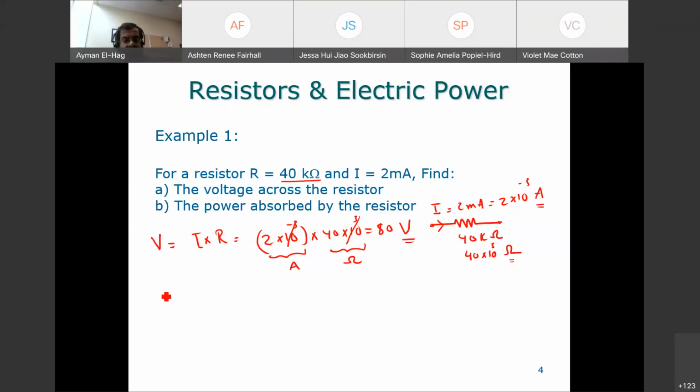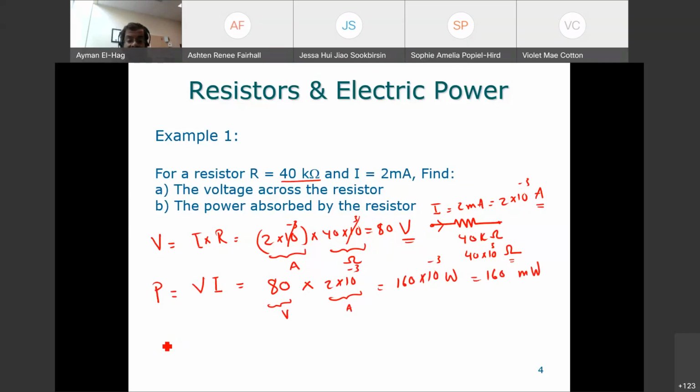So the power, as we know, is equal to V times I. V, we know, is equal to 80 volt times I, which is 2 times 10 to minus 3. This is in volt, this is in amp, so the output will be in watt. So this is equal to 160 times 10 to minus 3 watt, or you can say this is equal to 160 milliwatt.